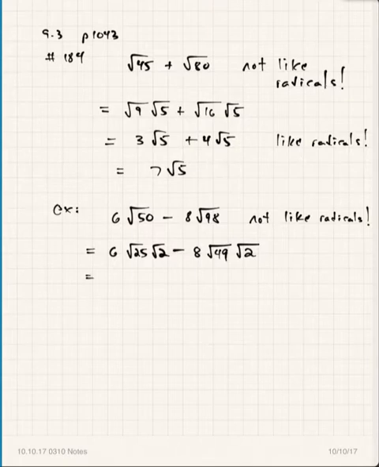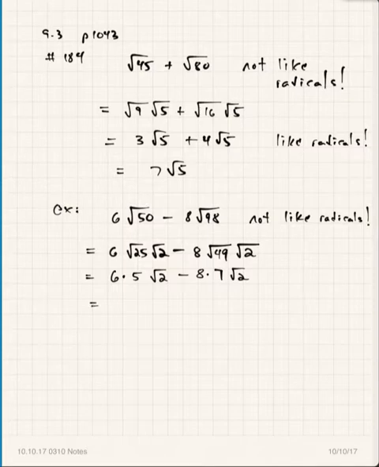So now look what happens here. The 6 continues to get written down. Remember, the operation here is multiplication, right? It's 6 times the square root of 25. But the square root of 25 is 5. So you have 6 times 5 times the square root of 2 minus 8 times 7 times the square root of 2. Take your time as you go through a problem like this. Just take it one little piece at a time.